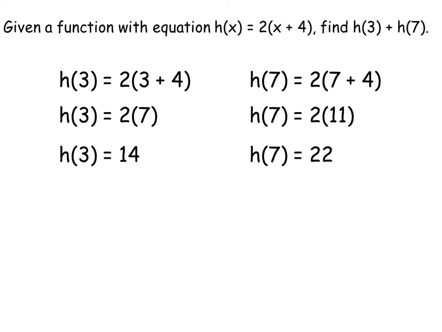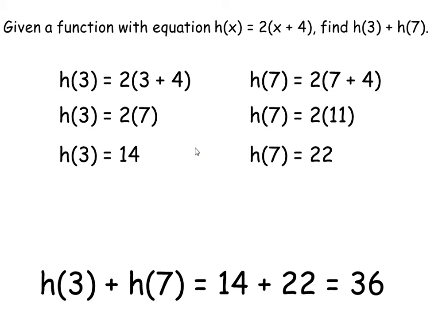We are asked to find h of 3 plus h of 7. Now that we know what h of 3 and h of 7 are, we can find that. h of 3 is 14, h of 7 is 22, and 14 plus 22 is 36. So therefore, h of 3 plus h of 7 is equal to 36.